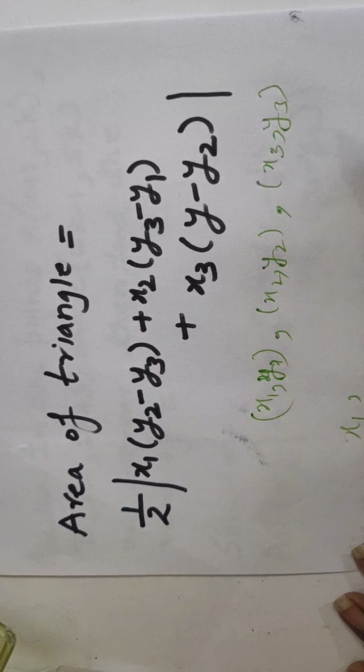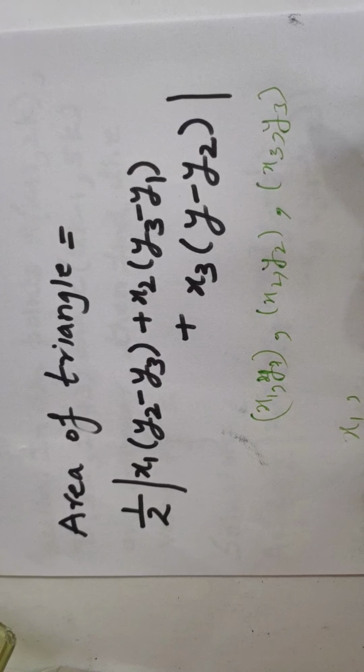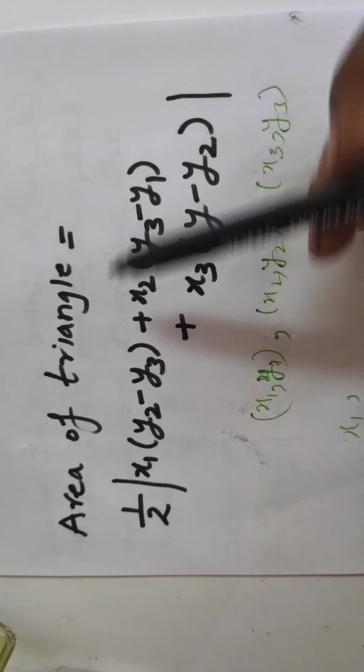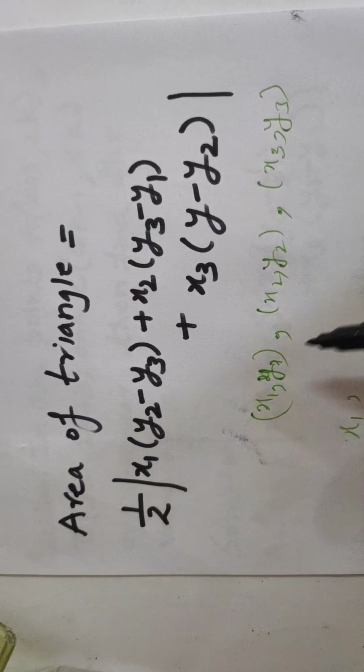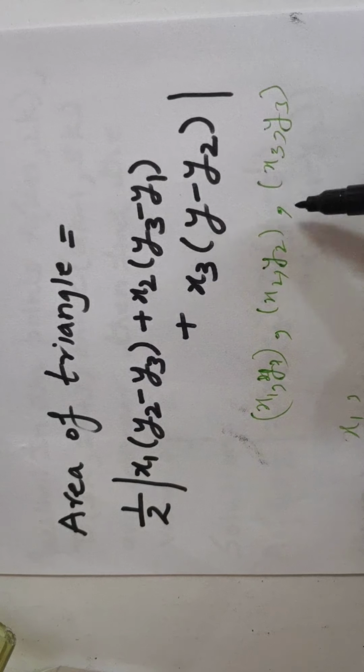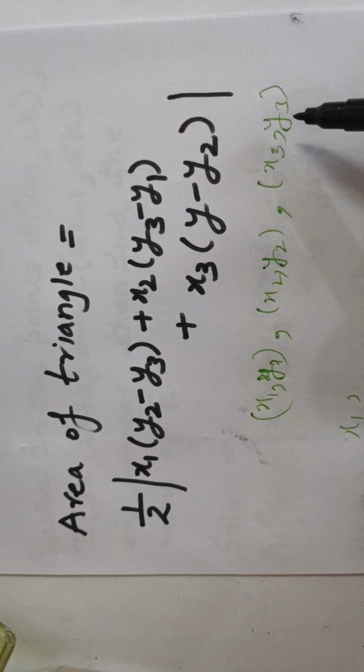Hello students, today we are going to solve the question based on collinear points in coordinate geometry. Here we are going to use the formula for the area of a triangle. Now what is the area of a triangle here? When the three coordinates, suppose x1, y1, x2, y2 and x3, y3, are given to us.